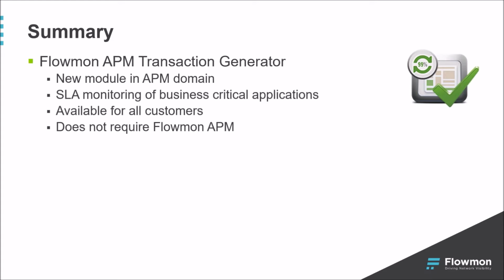So we are almost at the end, so let me summarize the information. Flowmon APM Transaction Generator is a new module in the APM domain. It will help you to monitor SLA of your business critical application or test your application. This module is available to all of our customers. It's free of charge, so you just need to ask for the license, and you can run this module on our probes and collectors, and it doesn't require you to have Flowmon APM.